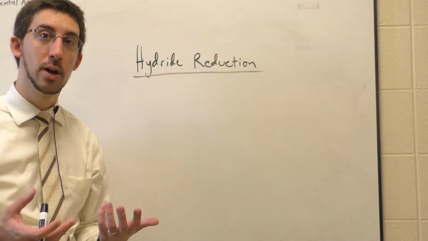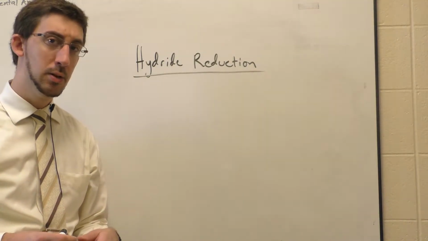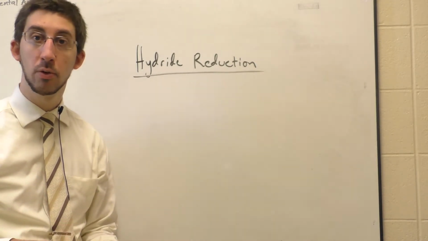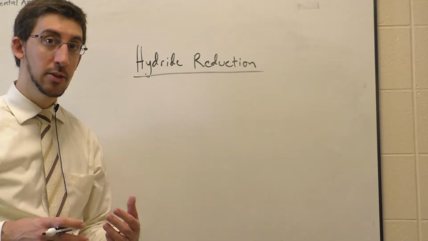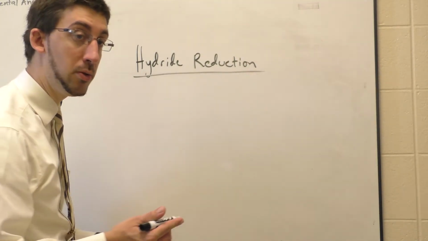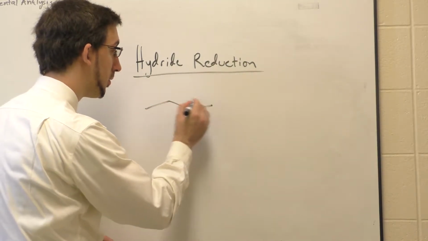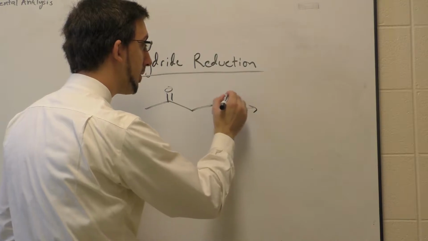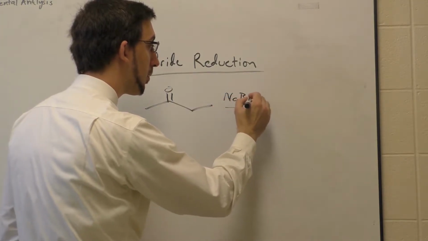So let's talk about hydride reductions. If we look at a ketone and want to add sodium borohydride to it to reduce it to an alcohol, if that ketone is not in a ring, if it's just an acyclic ketone, let's take 2-butanone as an example, then when I add sodium borohydride to this, I'm going to get a simple racemic mixture of enantiomers.